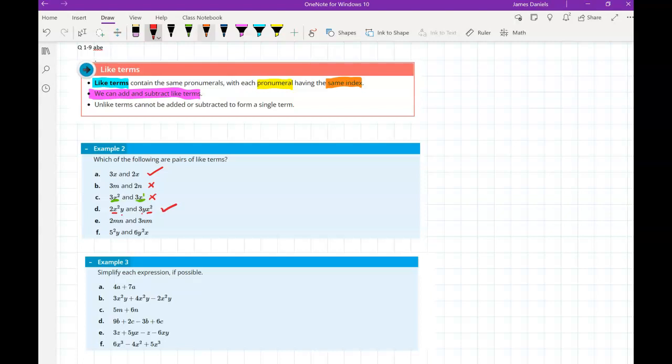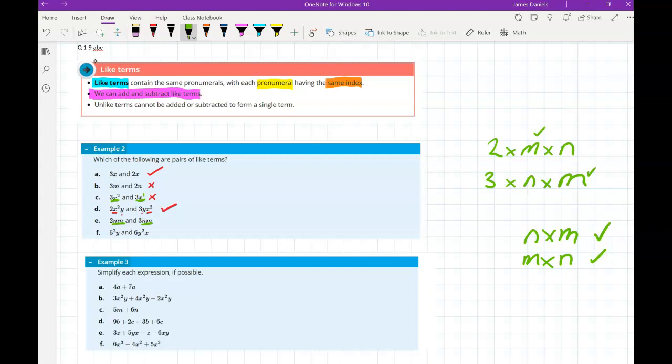Here's another example where we have m times n and n times m. So this is saying that this is 2 times m times n, that's expanded form. And this other one is 3 times n times m. Now, n times m and m times n, they're the same thing. So the order, because of multiplication, doesn't matter as long as there's the same pronumeral. There's an m and an m and an n and an n. They are like terms.